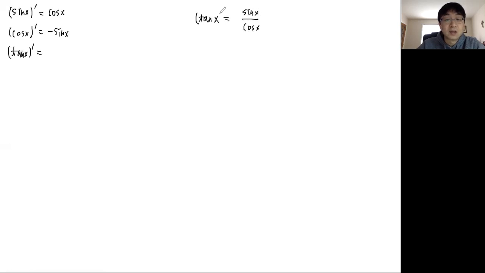You can take the derivative using the quotient rule. Top function prime times bottom, cosine of x, minus top function, sine of x, times bottom prime, cosine of x prime, over bottom squared, cosine of x squared.